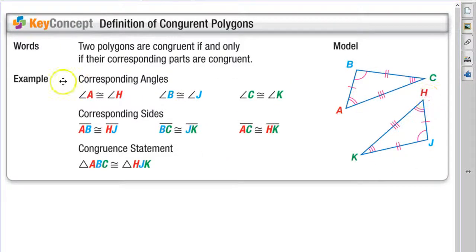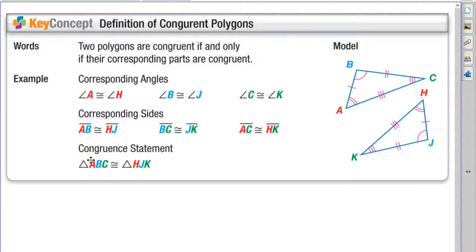A is congruent to angle H because those two are in the same spot in the triangle. B is congruent to J because those guys are both in the same part in the triangle. C is congruent to K because C and K are in the same spot. And then AB corresponds to HJ, BC corresponds to JK, AC corresponds to HK, and then they're all congruent in the corresponding parts there.